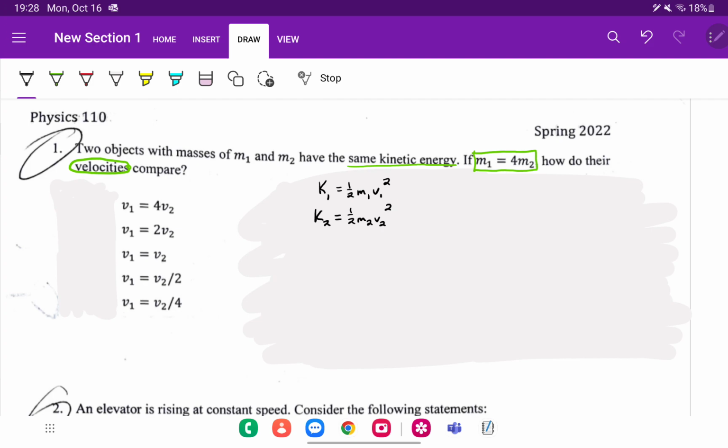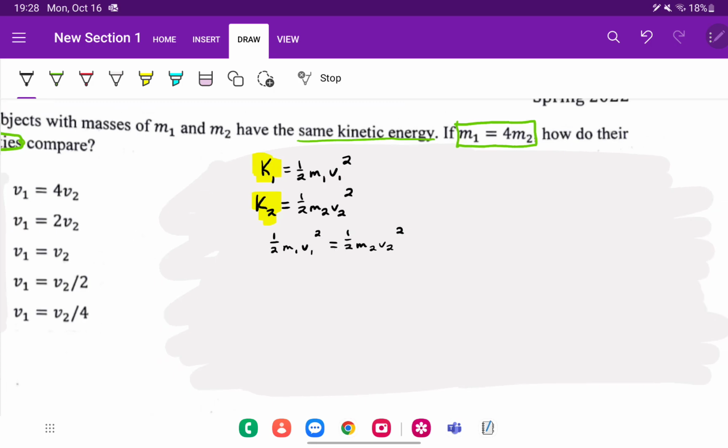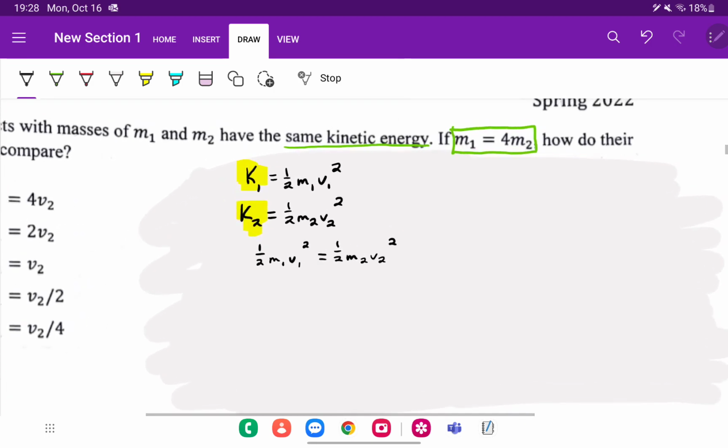But what it says is we have the same kinetic energy. That's the same thing as saying this equals this, or we can just set these two equations equal to each other. So if we rewrite this, we have 1/2 m1 v1 squared equals 1/2 m2 v2 squared. Now we have two equations that seem identical. The thing that differentiates them is the relationship between m1 and m2 from up here.